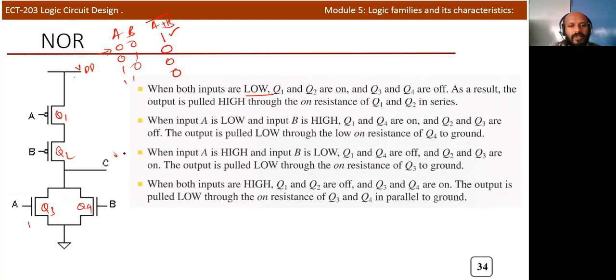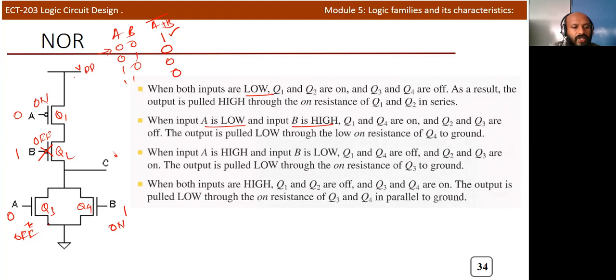Now the other combination is A low, B high. So A is 0, B is 1, and the lower portion, you know, is the NMOS transistors. So Q3 will be off and Q4 will be in the on condition. The upper portion is PMOS, so transistor Q1 will be in the on condition and Q2 will be in the off condition, because for a PMOS transistor, if you apply 0 at the gate terminal, the transistor becomes on. Here there is no conduction, so you will not get VDD at the output side because this transistor is in the off condition.